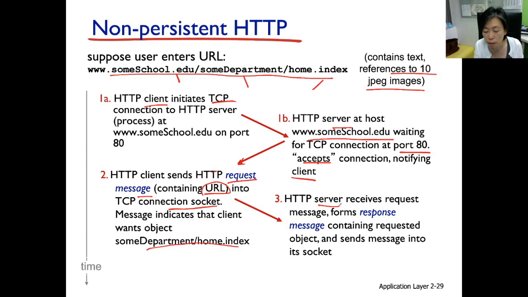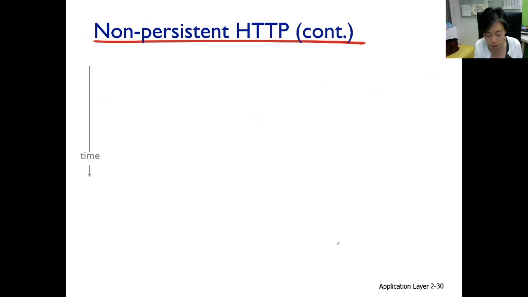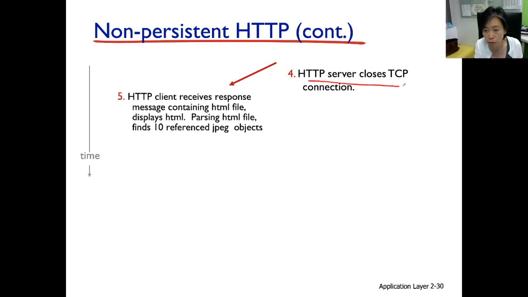The server will receive the message and see the URL, find the path, find the file name, and therefore extract the content and generate the response message. And that response message is shoved again through the socket back to the client. Now, immediately after the response is sent, the server closes the TCP connection. The HTTP client here receives the response, parses the HTML file and displays it.